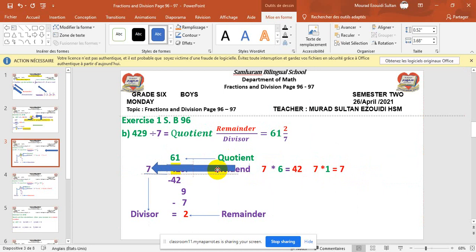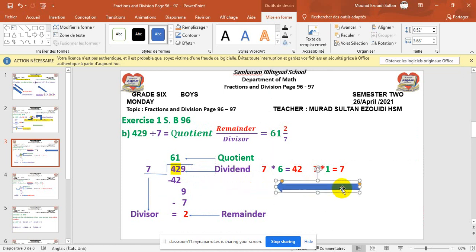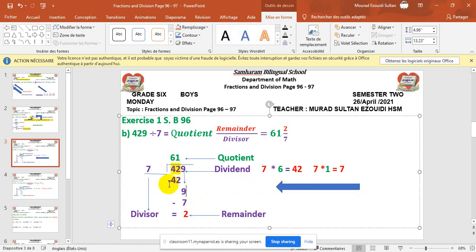Then you will multiply 7 by 6. 7 by 6 is 42. You should subtract 42. Then the 9 you will write here as it is, no change. This is 9, you should write it here, no change. Then we have 42.